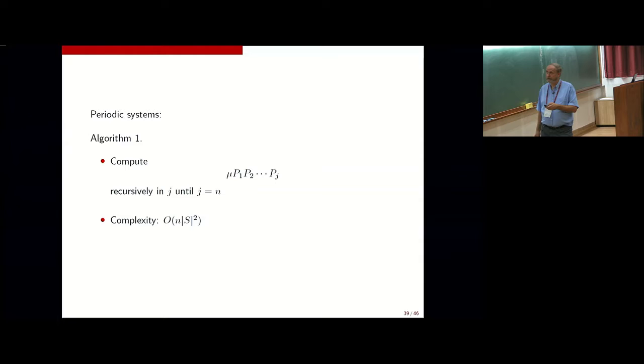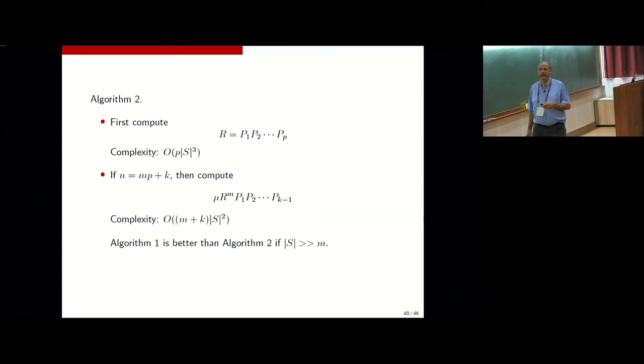Now the second algorithm is what we hinted at earlier. Another thing that we could do is multiply out the product of P1, P2 up to Pp, form the matrix R, and then take the matrix R and begin multiplying that. That would give us the distribution of the system up to M full periods prior to the time N that we're interested in. Then you just do some vector matrix multiplies at the end to get you out to time N. That's a different style of algorithm.